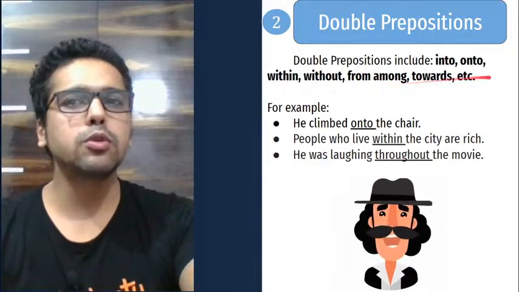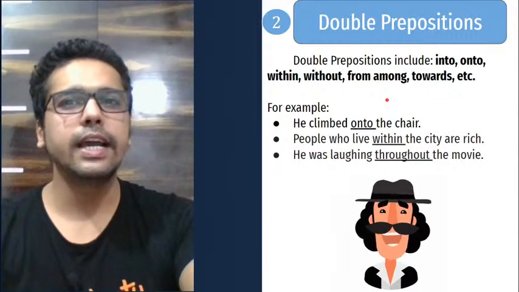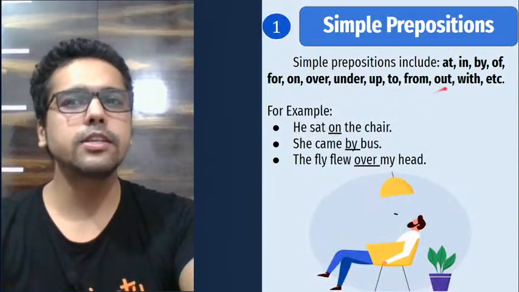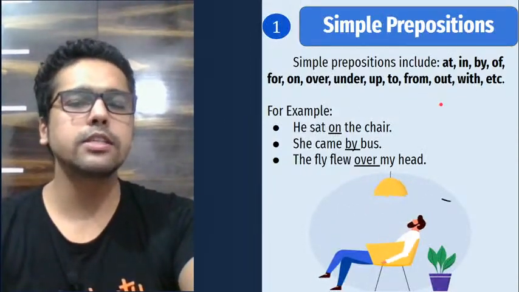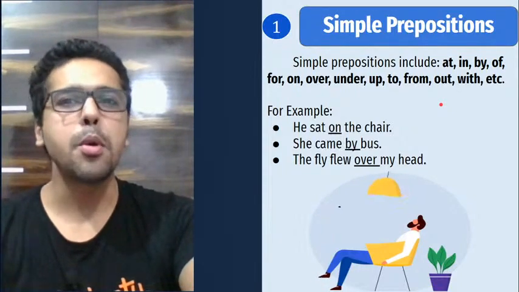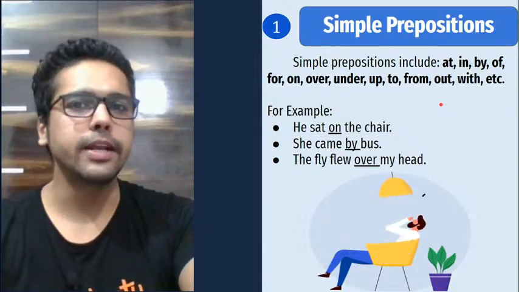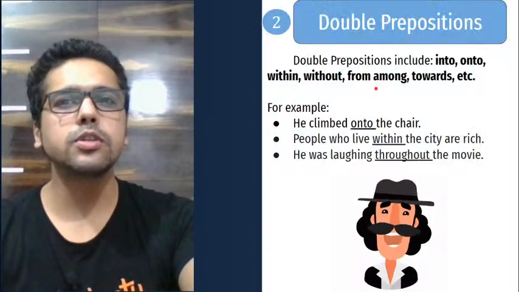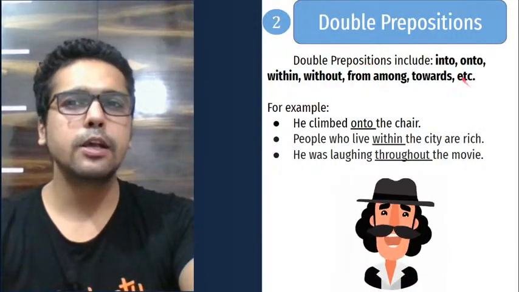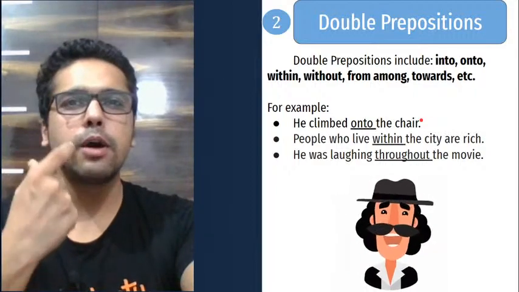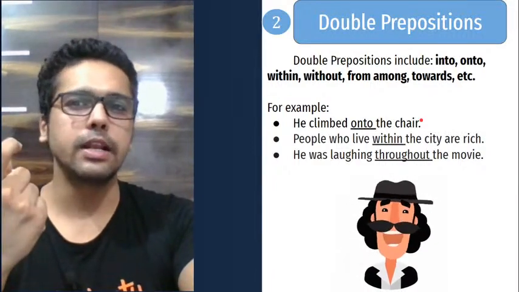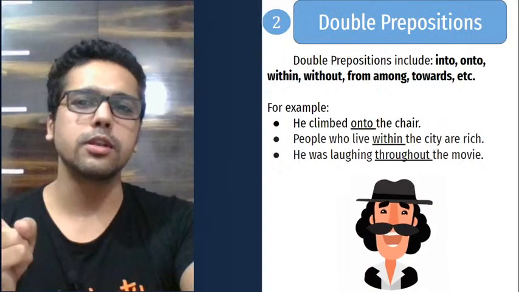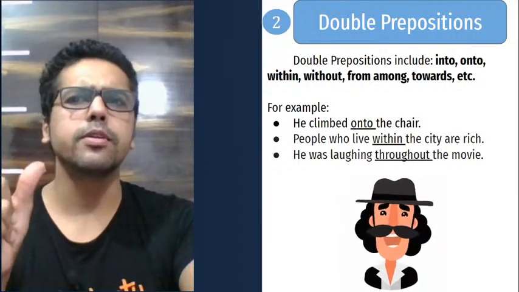So they've got two syllables, right? If you see, simple prepositions are just one syllable: at, in, by, for, on, over. But double prepositions have two syllables. So I cannot pronounce it in one syllable; I have to pronounce it in two syllables. What is a syllable? A part of pronunciation.